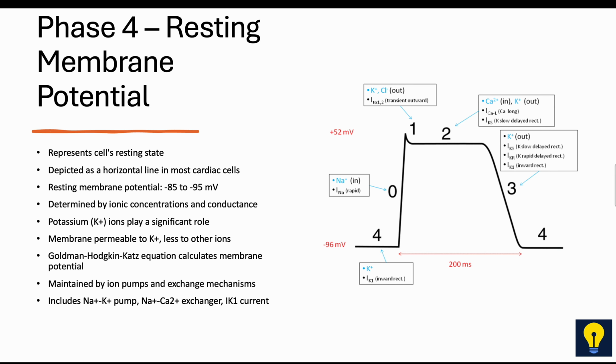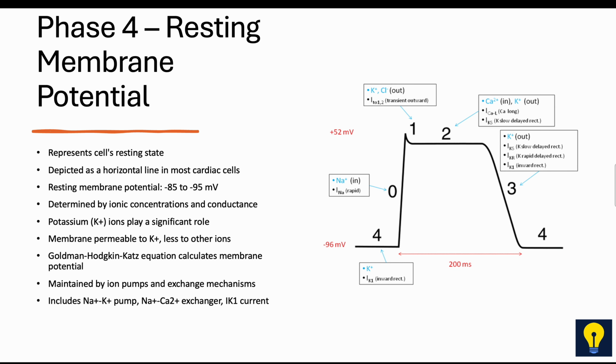The pacemaker potential is primarily due to increased inward currents of sodium and calcium ions, along with a gradual decrease in outward potassium current. Unlike other cells, sodium channels in cardiac pacemaker cells open when the voltage is more negative, immediately after the end of a previous action potential.